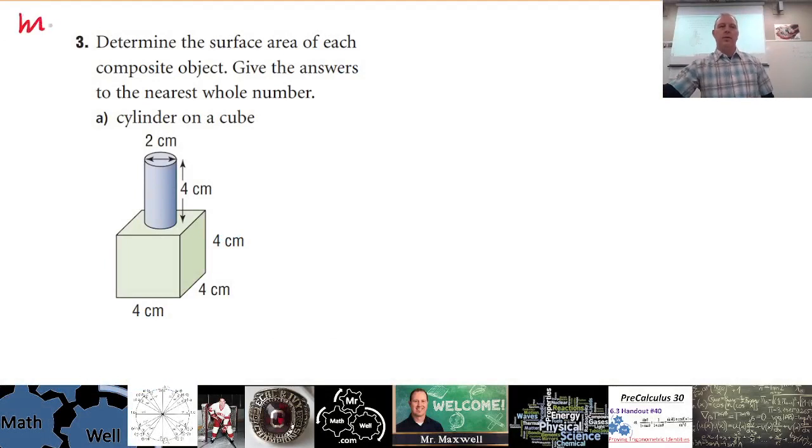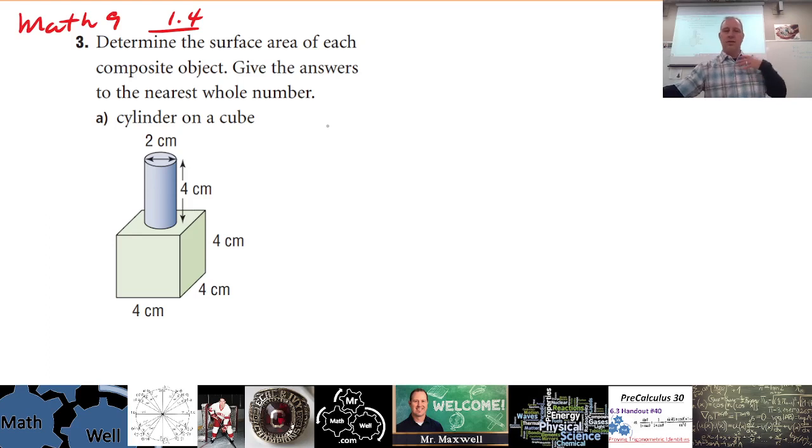All right, so this is 1.4, Math 9 1.4, question number 3A from your textbook. It says determine the surface area of each composite object, give the answers to the nearest whole number, and this one is a cylinder on a cube. So we've done lots of examples like this, so you should have an idea of what you're doing.